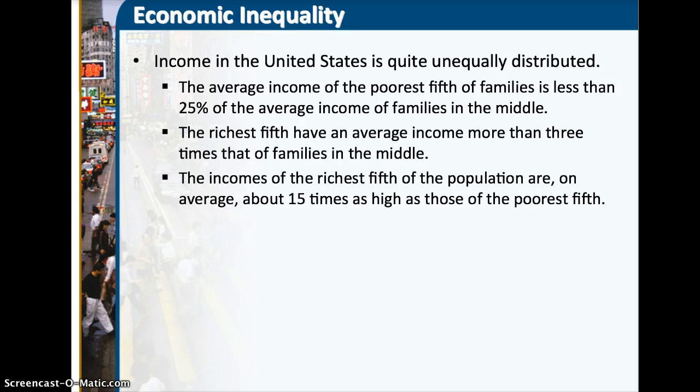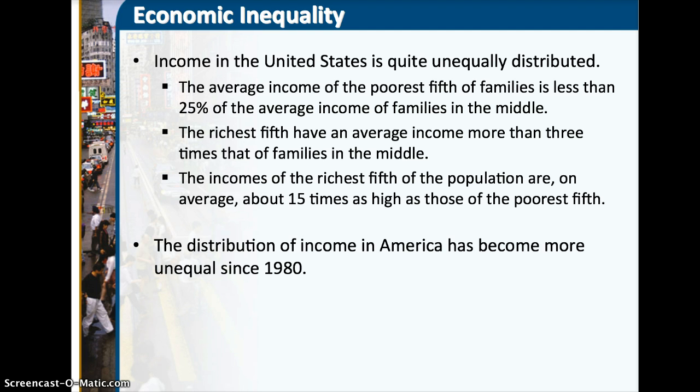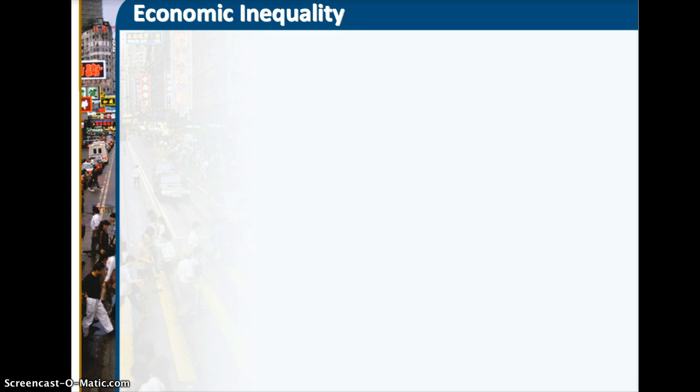The average income of the poorest fifth of families is less than 25% of the average income of families in the middle. The richest fifth have an average income more than 3 times that of families in the middle. The incomes of the richest fifth of the population are on average about 15 times as high as those of the poorest fifth. The distribution of income in America has become more unequal since 1980.